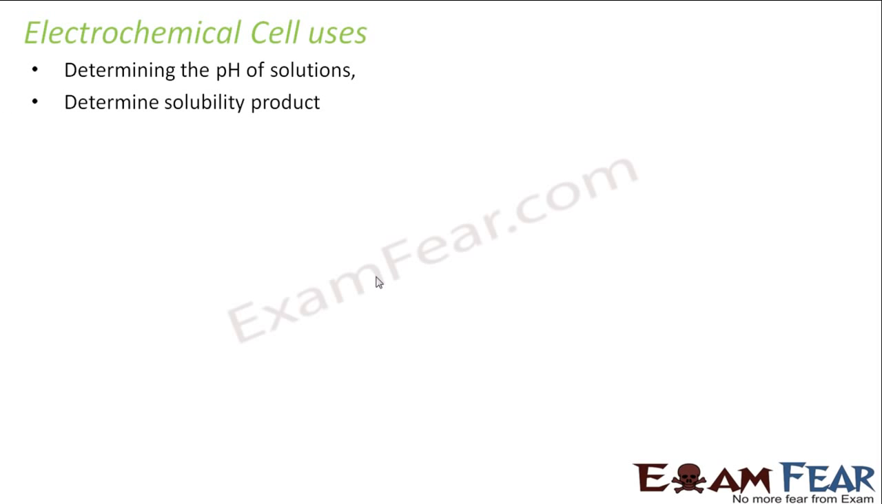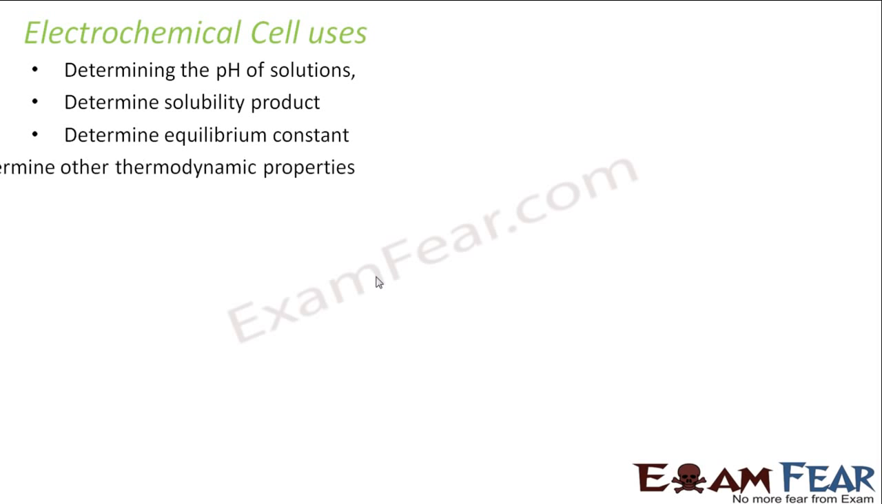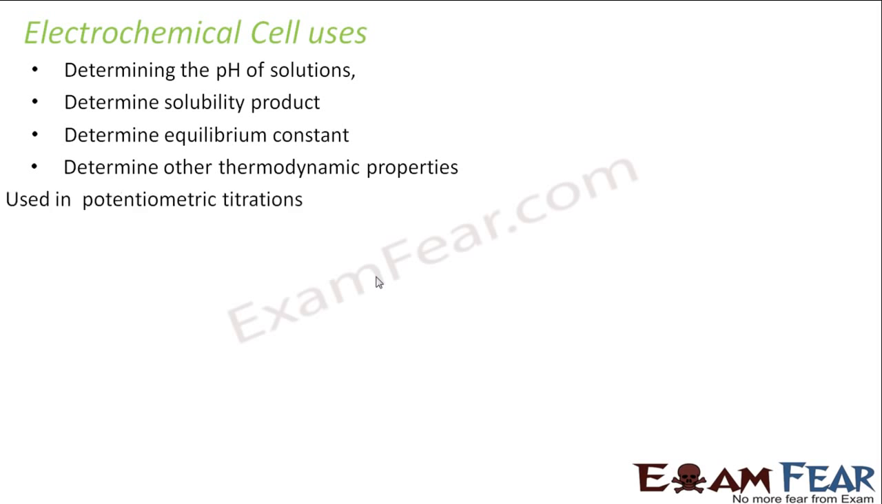Now we'll see what are the uses of the chemical cells. First is it is used to determine the pH of the solution. We'll see using Nernst equation you can actually find the pH of the solution using EMF. It is also used to find solubility product. We'll see some numericals on this. It is also used to find equilibrium constant. Here also we'll see some numericals on this. It is also used to find other thermodynamic properties, and it is also used in potentiometric titration.